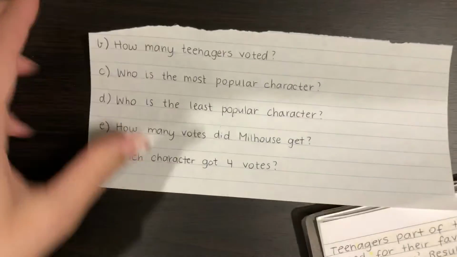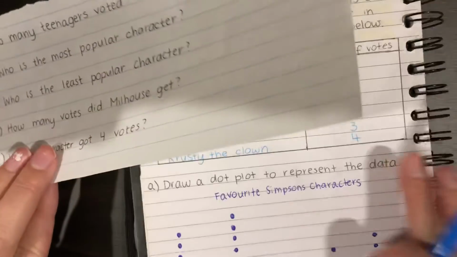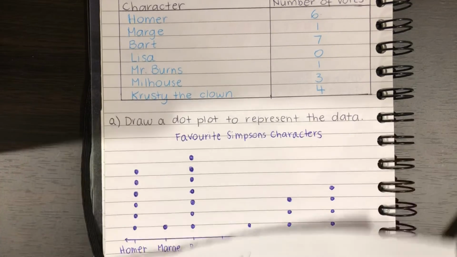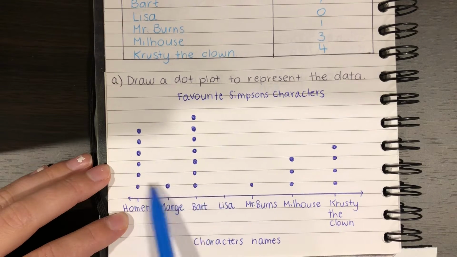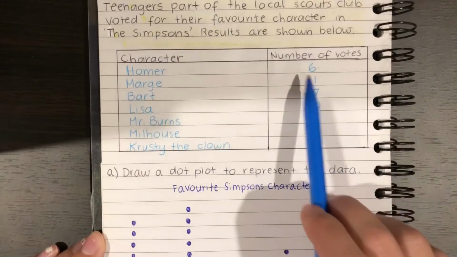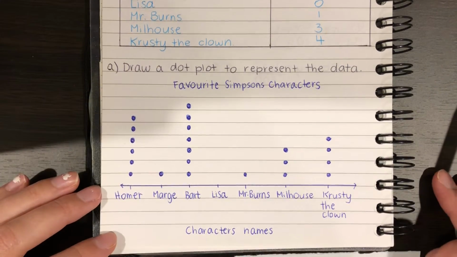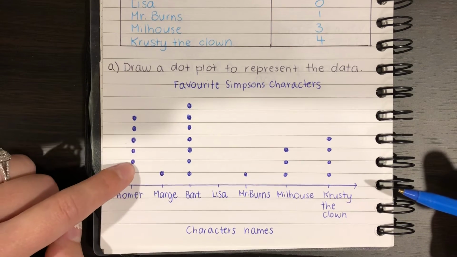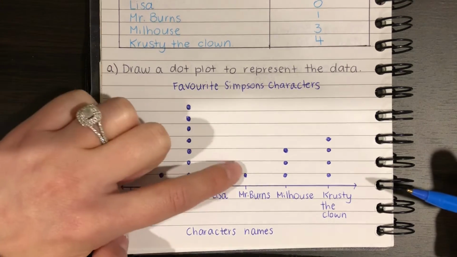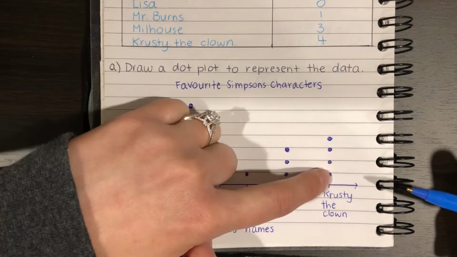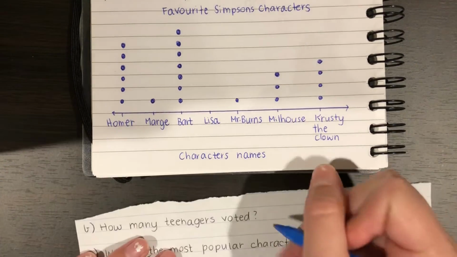Then we have some questions here. How many teenagers voted? Well, you need to see how many people there were altogether. So all you would do is you would count all of these dots, all right? Because these are all the people that voted. You could also just add up all these numbers, but I want you to answer the questions using the dot plot. So how many teenagers were there? 1, 2, 3, 4, 5, 6, 7, 8, 9, 10, 11, 12, 13, 14, 15, 16, 17, 18, 19, 20, 21, 22. So the answer is 22.